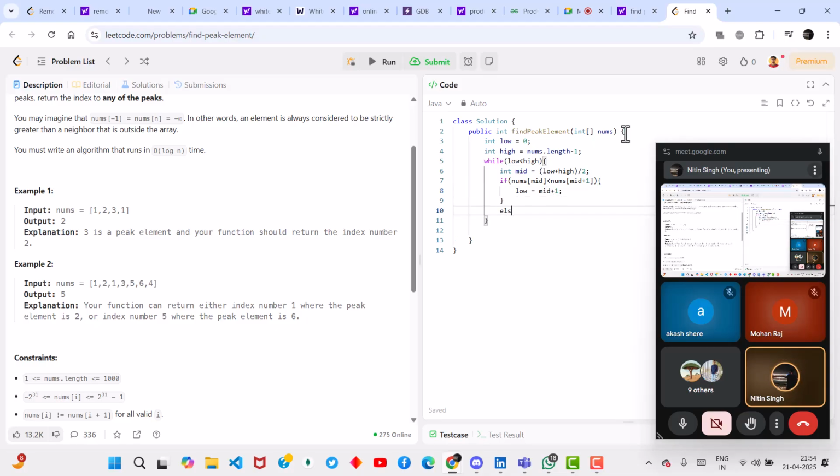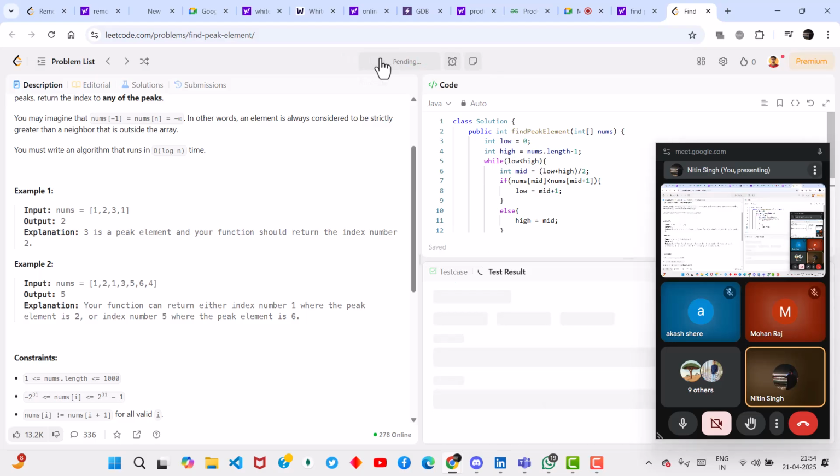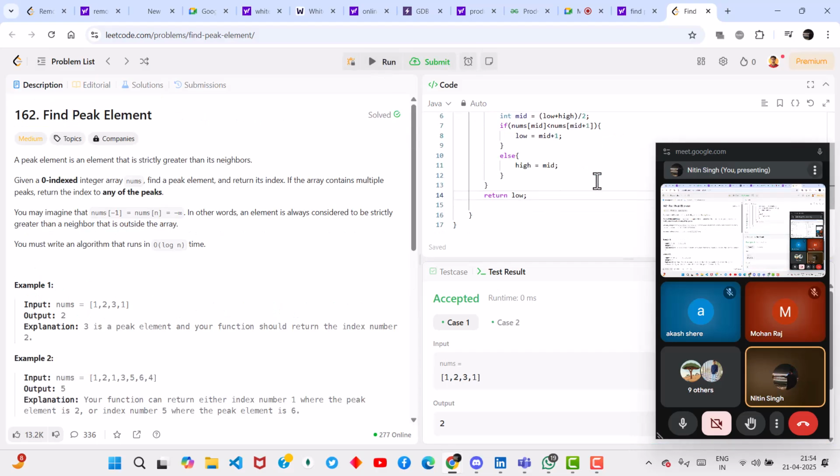And at last, when the whole condition breaks, when the whole logic fails, the low pointer will give me my answer. Run it. Fine, submitted. It's taking 0 milliseconds and beats 100% of the solutions.